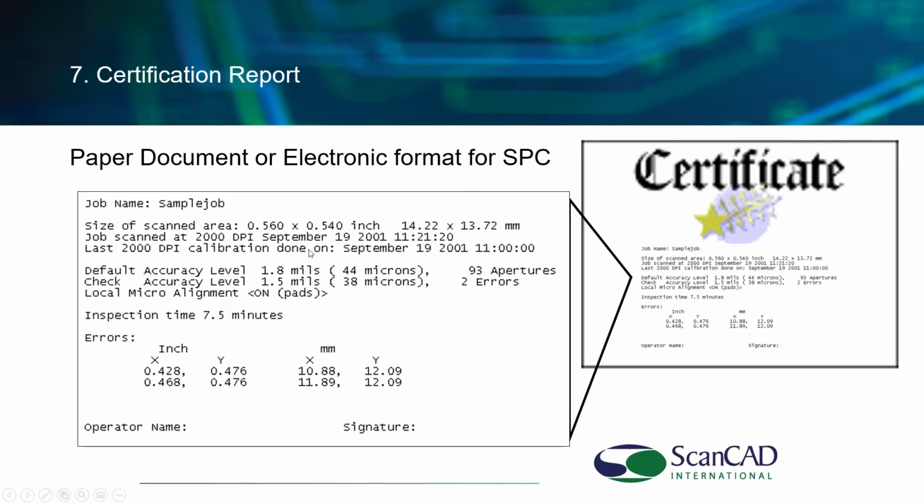And then finally, we have that reporting document at the end. You could print a paper document that could be sent with the part. For example, if you're shipping this to a customer, an end user, where they actually see that inspection was done, it has a date, a timestamp, when it was last calibrated, the inspection time, etc.